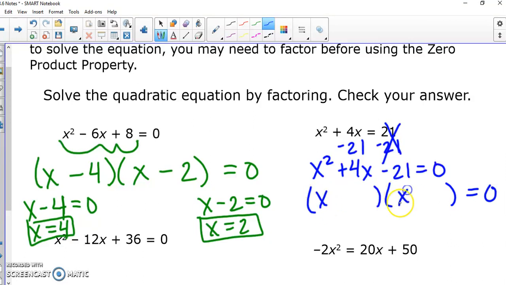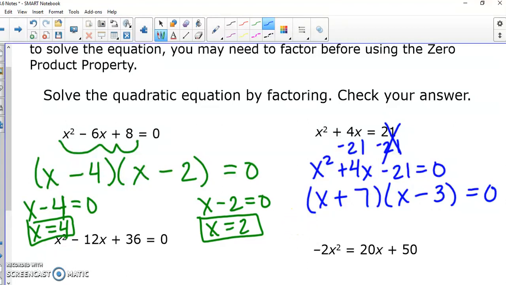Start with my x squared, and then I need to think, what are my factors of -21 that would add to give me 4? I know I'm going to need one plus and one minus in order to equal -21. And for my factors of 21, I would want to go with 7 and 3. So I would want to do a +7 and a -3 so that those add to equal +4.